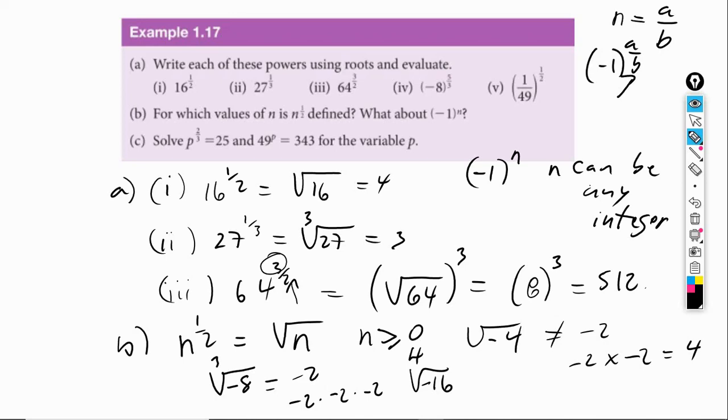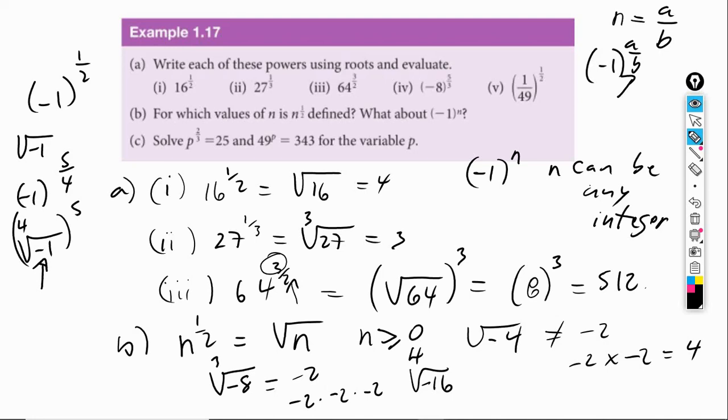Now, what does that mean? Well, let's suppose we have -1 to the power of, say, 1/2, right? Then this would be the same as the square root of -1, and this has no real number solution. Even if we have -1 to the power of, let's say, 5/4, remember that this would be the same as the fourth root of -1 to the power of 5. Now this in here would have no solution. Therefore, there is no solution at all.